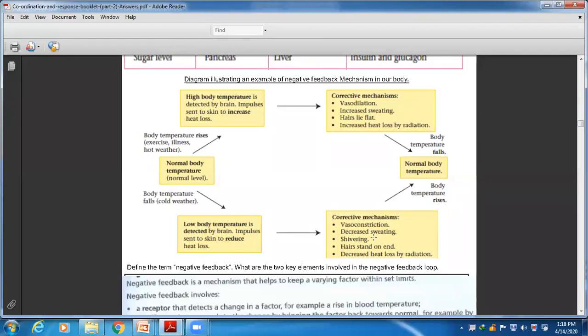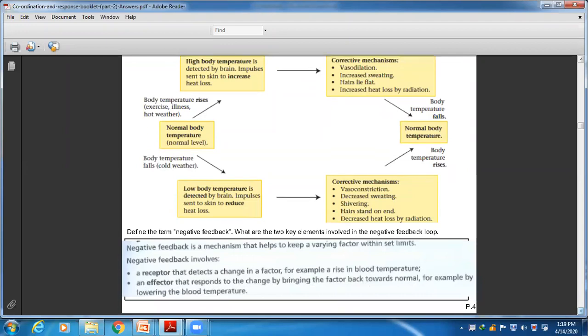Hair stands on end. I discussed this point already. And heat loss will be decreased by radiation because blood is not going toward your skin. If blood is not going toward your skin, and blood contains heat, then that heat will remain inside your body, in the internal organs, and your body will try to come back toward normal.